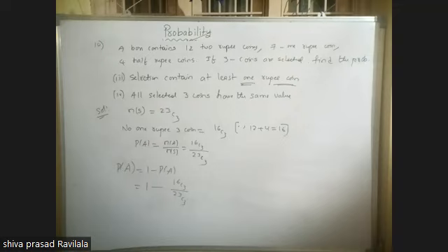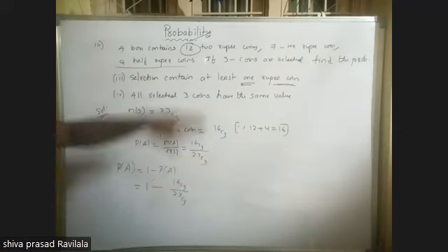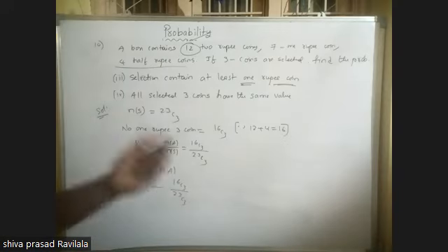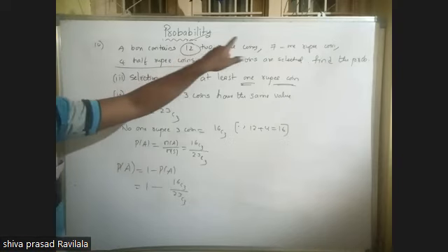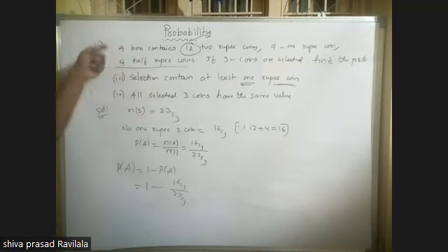Can I ask one question? Sum of 3 coins is maximum, how do you take? Sum of 3 coins is maximum means you take the 3 coins from the 12 2-rupee coins. Your answer is 12C3 by 23C3. And sum of 3 coins is minimum means you take the 3 coins from the half-rupee coins, because half rupee has minimum value and 2 rupee has maximum value. And taking 3 coins of different value means one from 2 rupee, one from 1 rupee, one from half rupee. In that condition N of A is equal to 12C1 into 7C1 into 4C1.